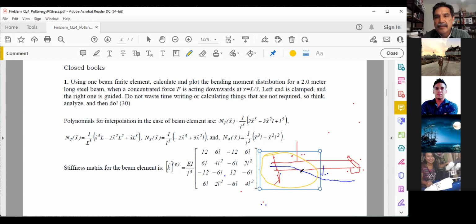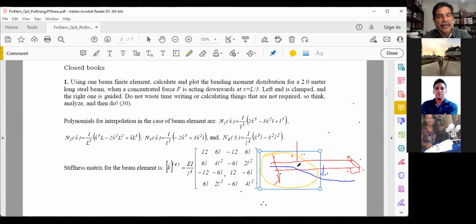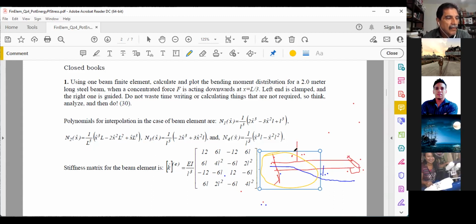Do you agree with that, Mr. Nevares? The reaction or the equivalent? No, I'm talking about the bending moment, people. Come on, don't make me waste time. Negative. Why do you say it's negative, Mr. Nevares? Why do you say it's negative or positive? That's what I'm asking.